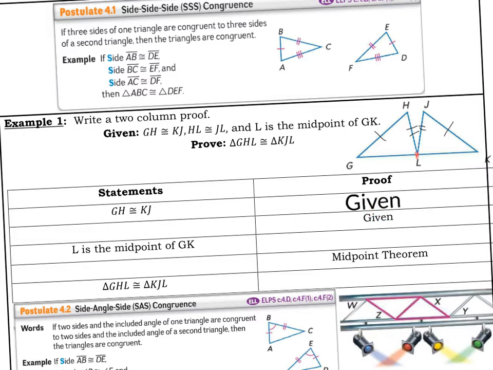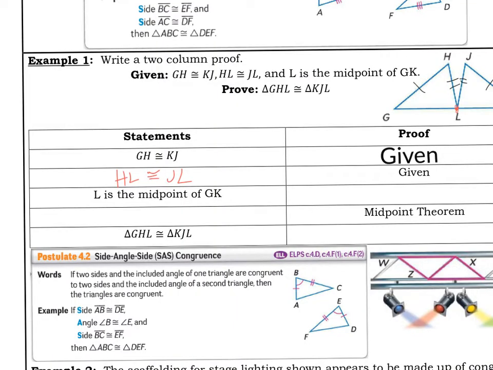So what's also given to us? Let's talk about this side. So HL is going to be congruent to JL. And then the third thing it says is L is the midpoint of GK. How do we know that? Well, that's also given. So clearly we've been given a lot of information here.